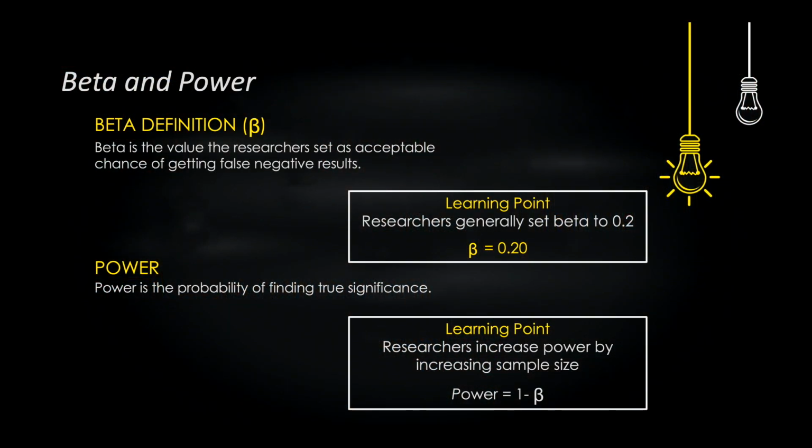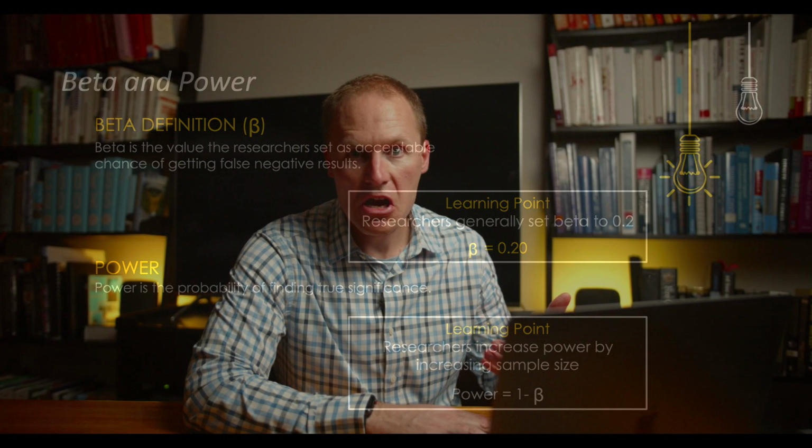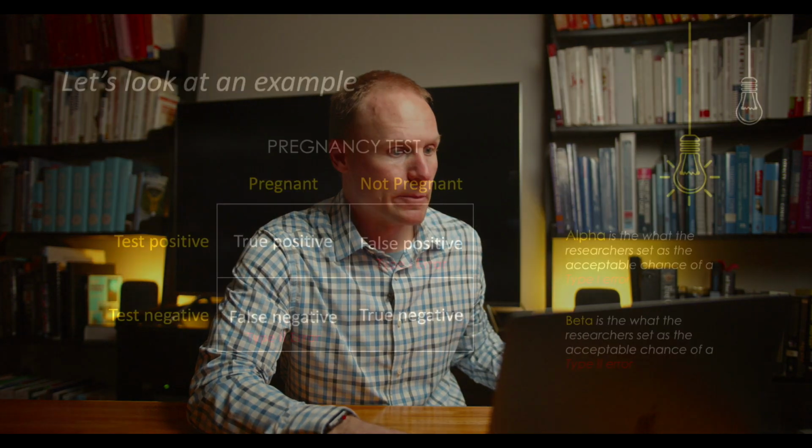Power is the probability of finding a true significant result. On a kind of learning point here, researchers can control power by increasing sample size. So as the sample size increases, the chance of detecting a significant result is higher. So let's take a look at an example.